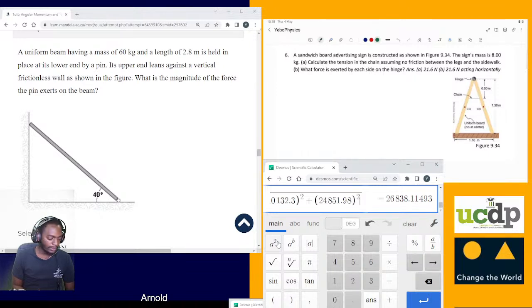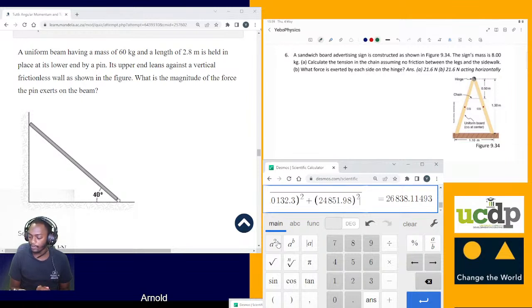What does it say? It says a sandwich board advertising sign is constructed as shown. The sign's mass is 8 kgs. Calculate the tension in the chain assuming no friction between the legs and the sidewalk. And part B, what force is exerted by each side on the hinge? All right, and it seems like the answers are similar.